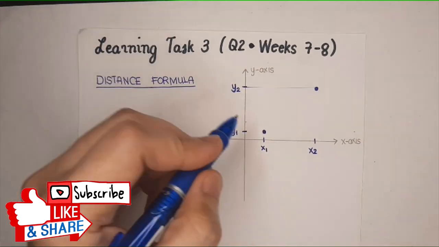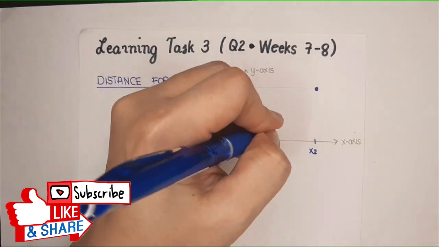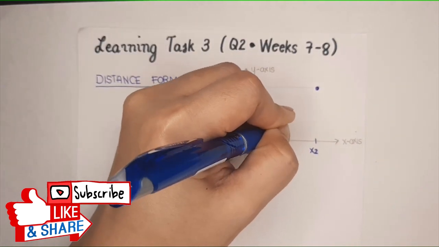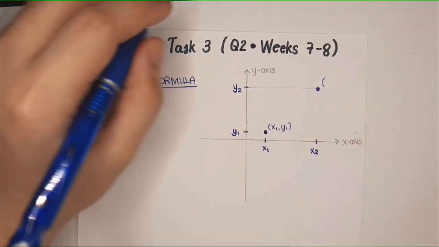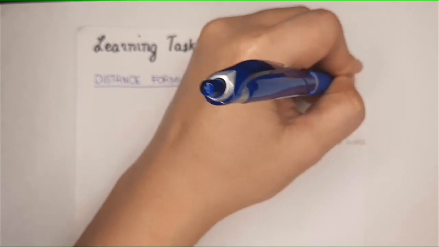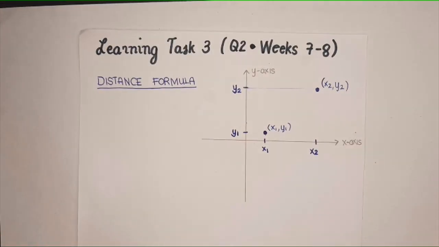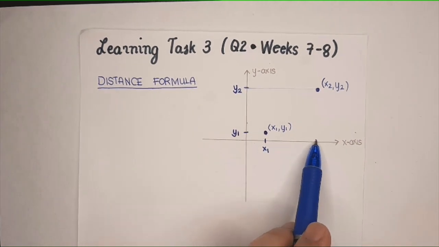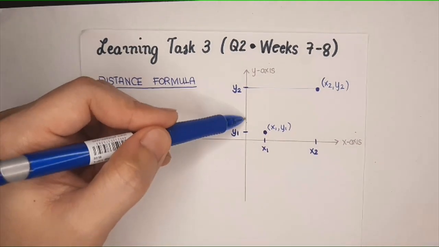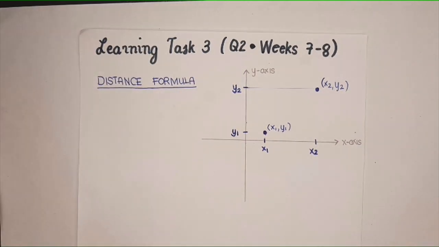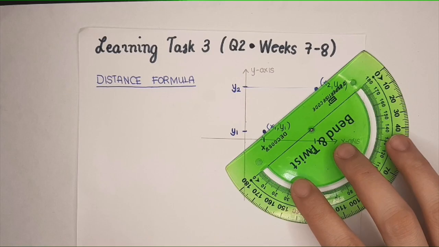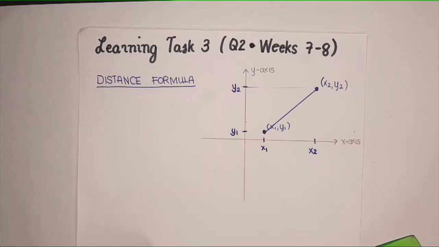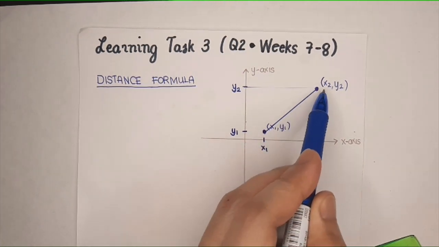What are the coordinates of this point? The coordinates are x1, y1. The other point has coordinates x2, y2, because its x-coordinate is x2 on the x-axis and its y-coordinate is y2 on the y-axis. We want to get the distance between these two points. This is how we establish the distance formula.